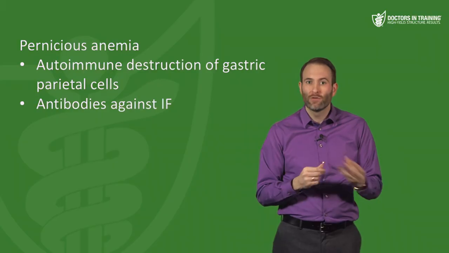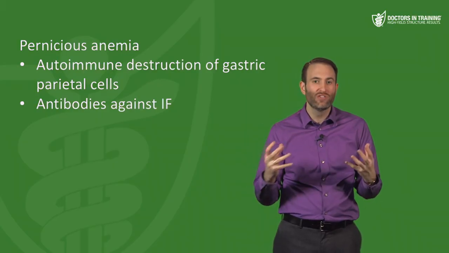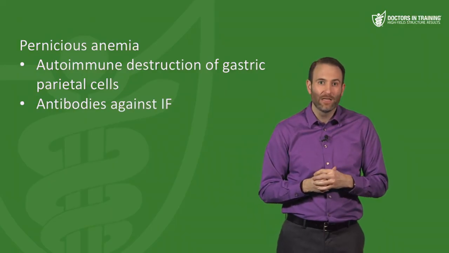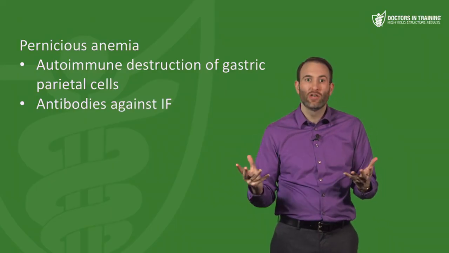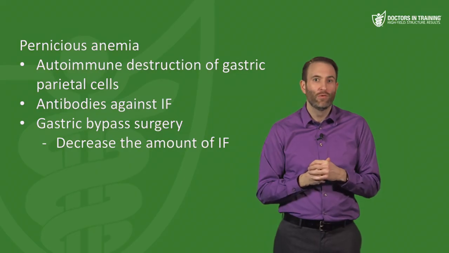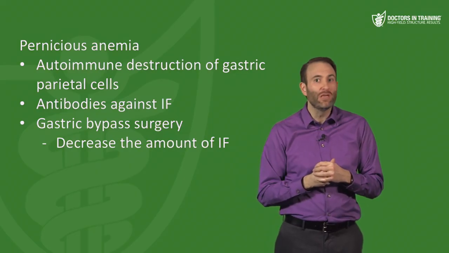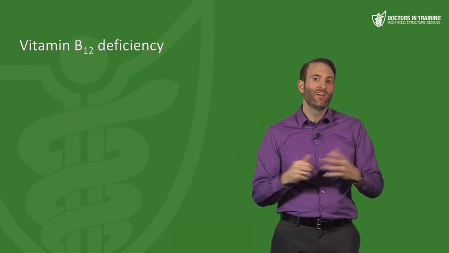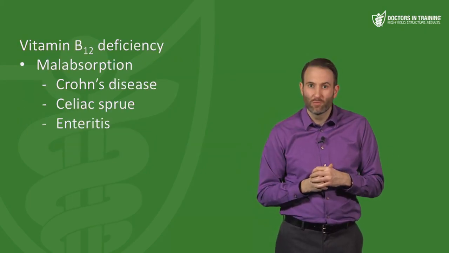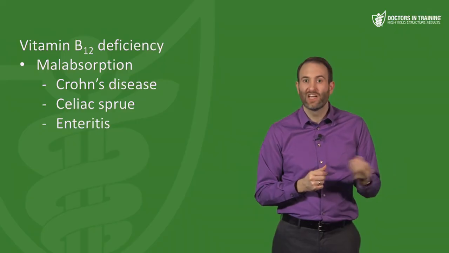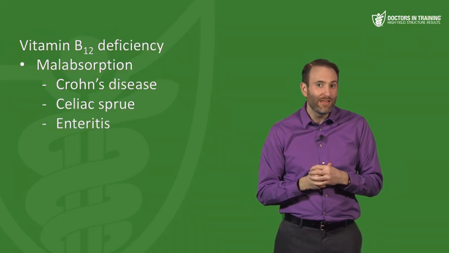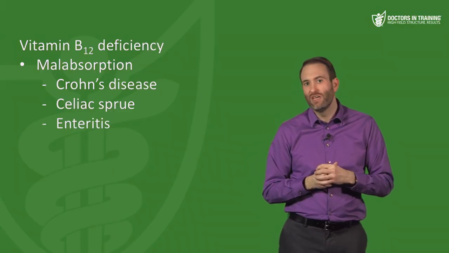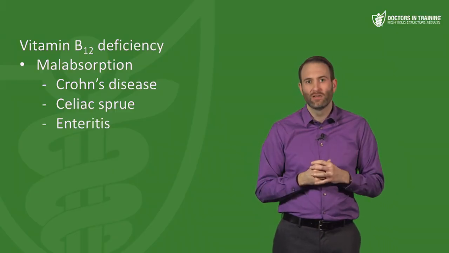Now, without those parietal cells, the body can't produce intrinsic factor, and without intrinsic factor, B12 cannot be absorbed in the ileum. Now, a similar scenario can occur with gastric bypass surgery. If you remove enough of the stomach, then you decrease the amount of intrinsic factor as well. Now, other causes of B12 deficiency include malabsorption problems like Crohn's disease, celiac sprue, and enteritis. Anything that can cause interference in the terminal ileum can impede the absorption of that B12 intrinsic factor complex.